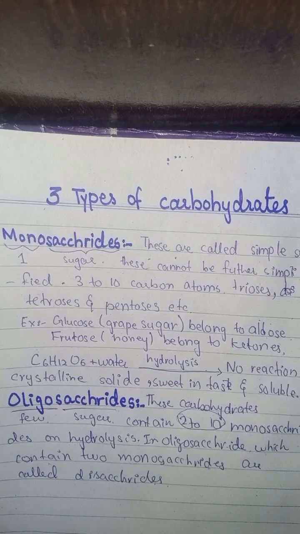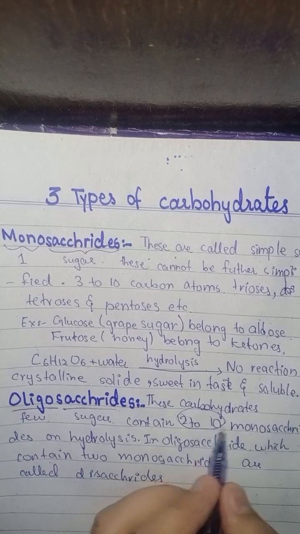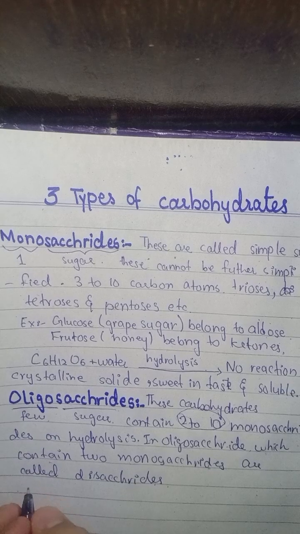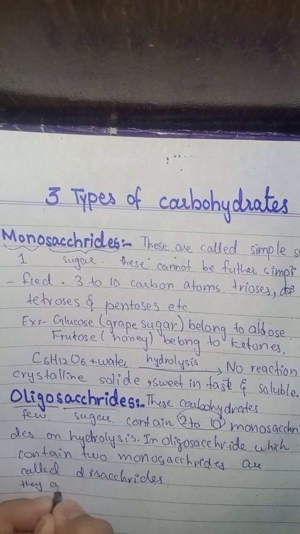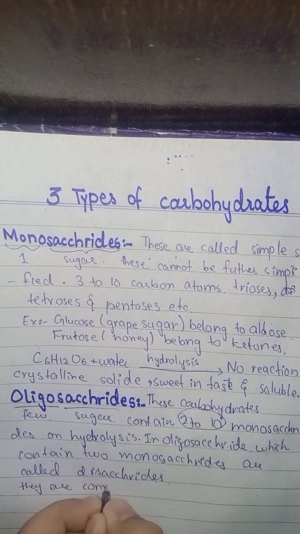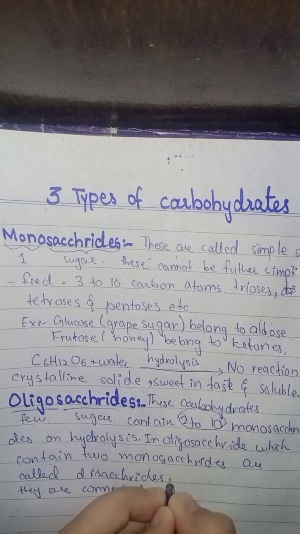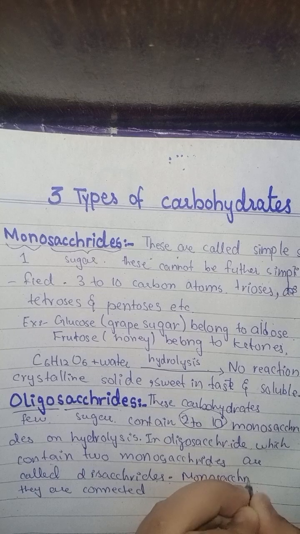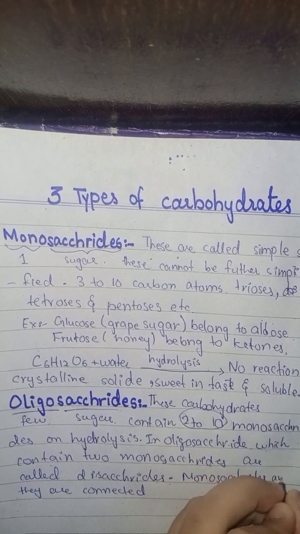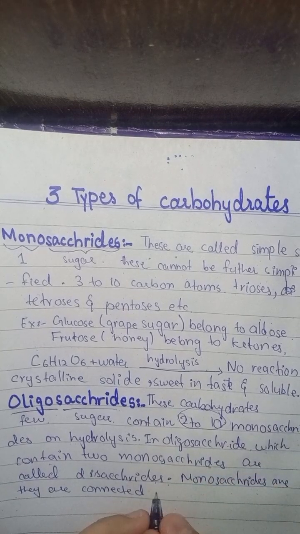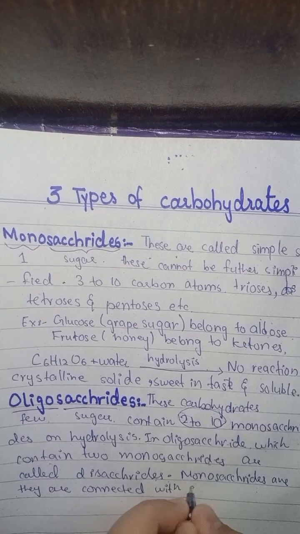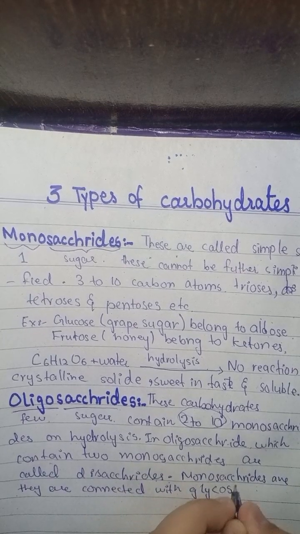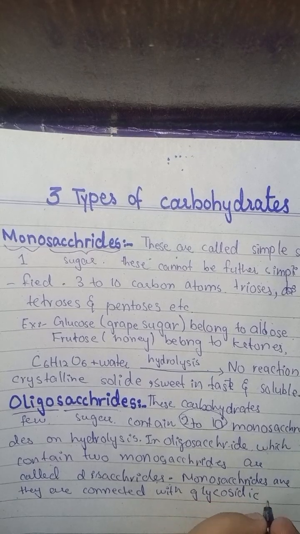As I told you, we have 2 to 10 monosaccharides. So how are they connected with each other? The monosaccharides are connected with a glycosidic bond, or you can say a linkage.